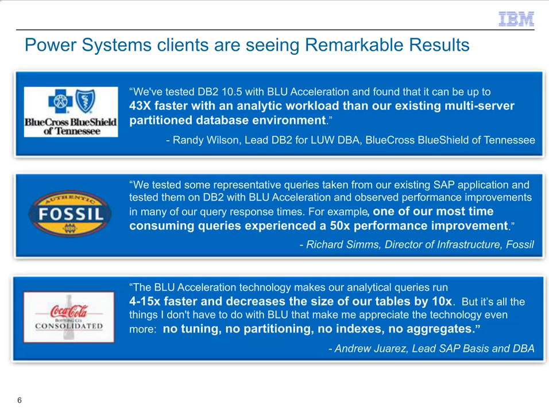To start out with, we had Blue Cross Blue Shield of Tennessee. They had 43 times faster results with their analytic workloads. What this means is that they took their troublesome queries that were running in production, moved them into their test environment, and put them on Blue Acceleration. Without tuning, they just ran the queries to see what kind of advantage they would see, and they got a 43x performance advantage.